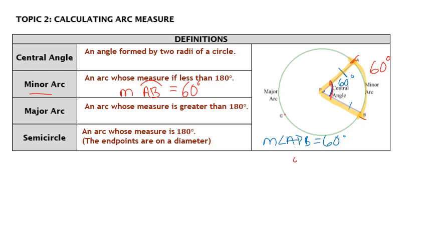So minor arcs, though, are less than 180. So anything that's less than half a circle is a minor arc, and we name it with 2 letters.